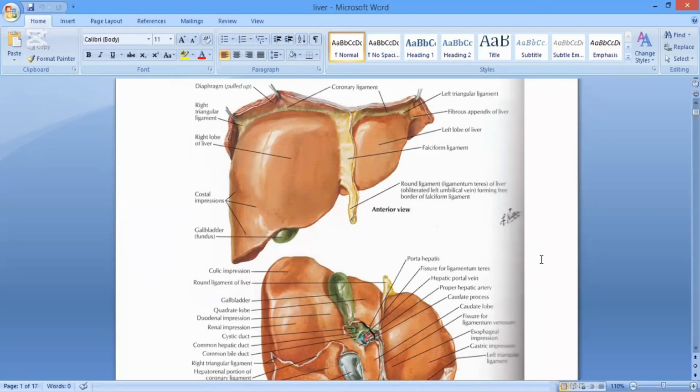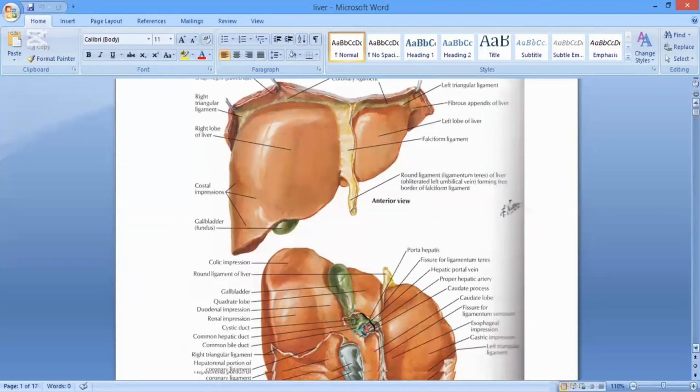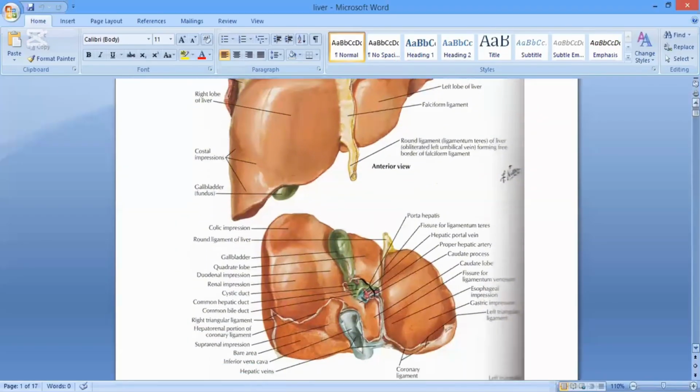falciform ligament. And on the posterior inferior surface, it is marked by the presence of this, ये क्या था जी? किसी को याद है? अभी मैंने सबसे पहले बताया, this is the left sagittal fissure. ठीक है, left sagittal fissure. Okay, anteriorly it is marked by the fissure for the ligamentum teres, and posteriorly it is marked by the fissure for the ligamentum venosum.